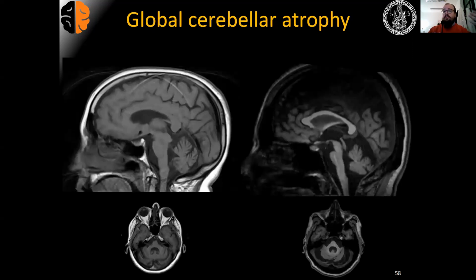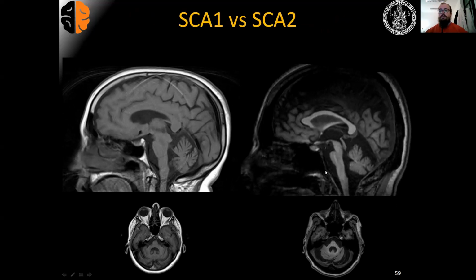When you look at sagittal images, you can see that the patient on the left has an almost preserved pontine volume, while the patient on the right has a significant pontine atrophy. Why is this important? Because evaluating and combining these two patterns can help you differentiate between these two conditions, which are respectively spinocerebellar ataxia type 1 and type 2.